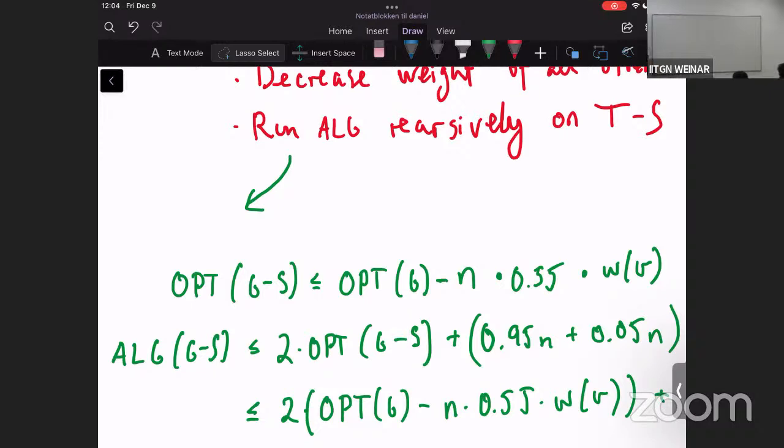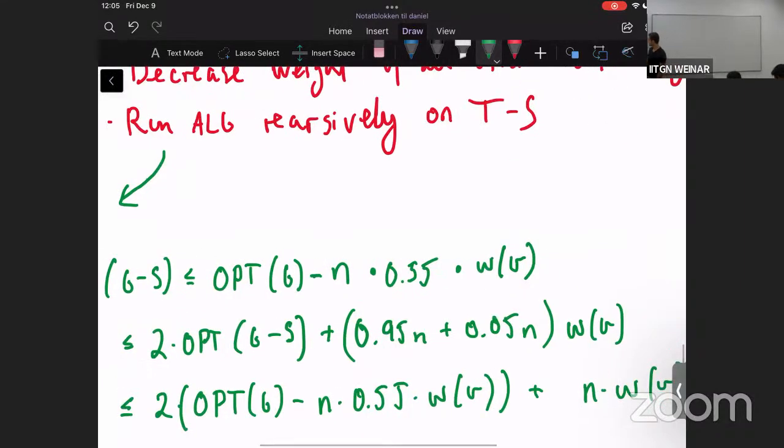Now, suppose the algorithm, when I ran it on G minus S, was a 2 approximation. I should say that this should be the algorithm for G, not for G minus S. There we go. What the algorithm outputs for G is a 2 approximate solution to G minus S. But now, for every vertex in that 2 approximate solution, we increased its weight by weight of V. And then we added the 5% lightest vertices. So, we add at most n times the weight of V to our approximate solution.